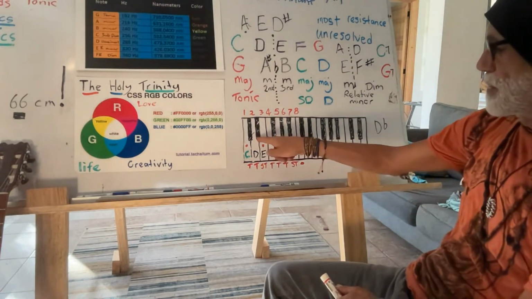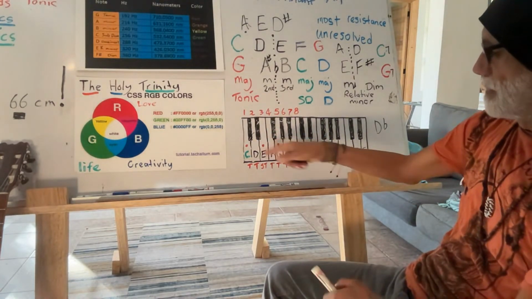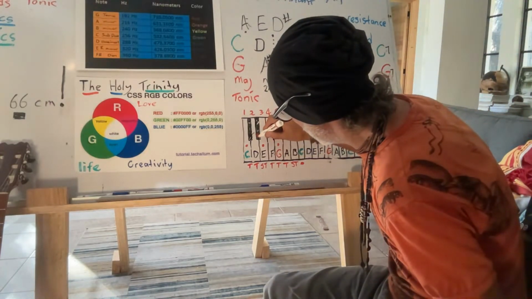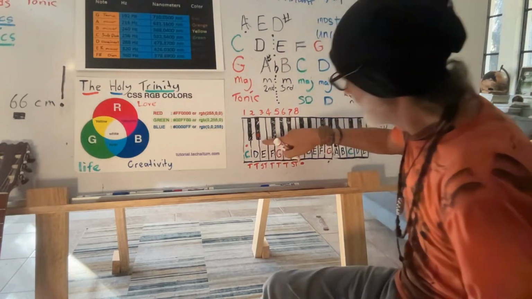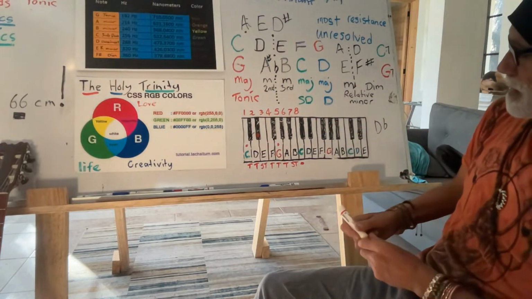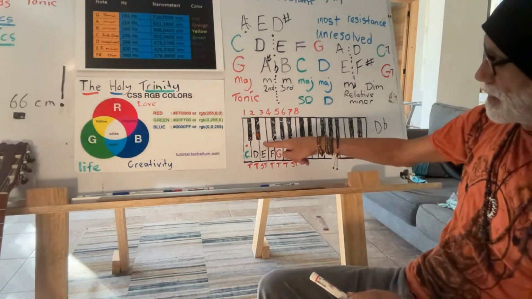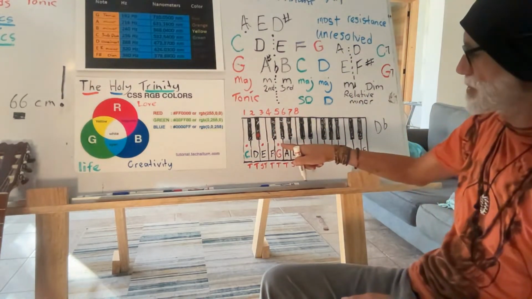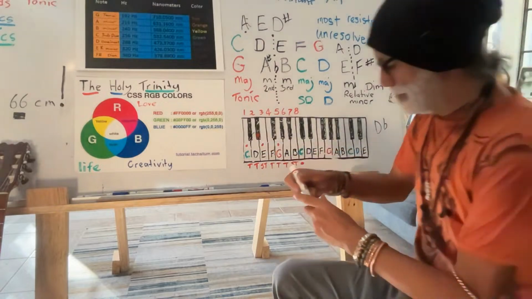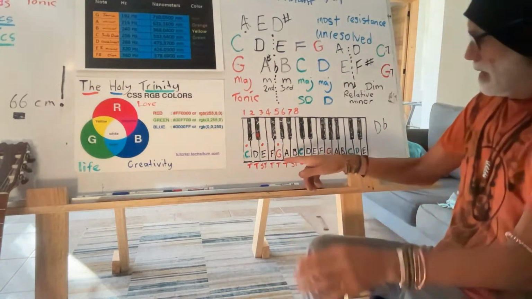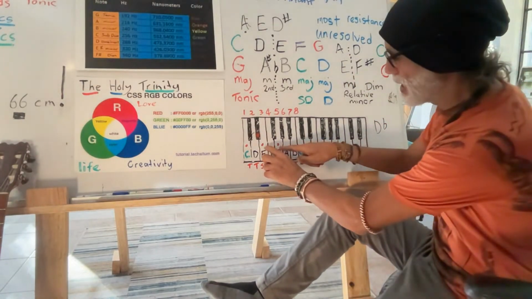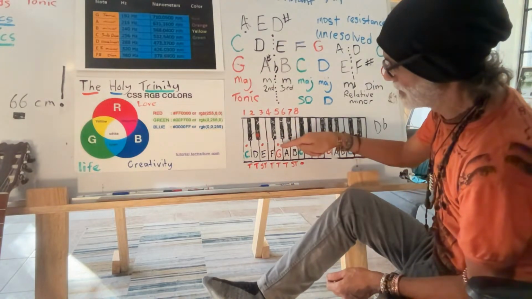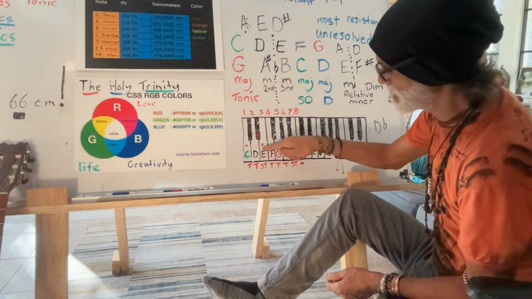But you have to flatten the third. So now what we've got is C minor. Right? Because over here you had two major triads. Here is a minor triad. From there to there is a minor triad. There's one tone and a semitone.